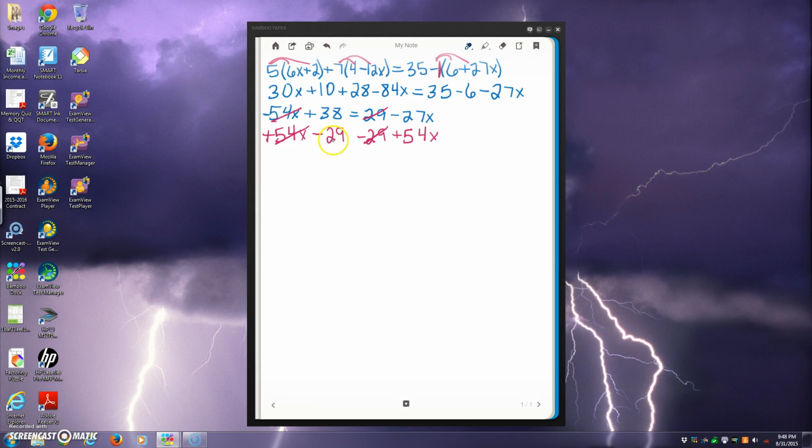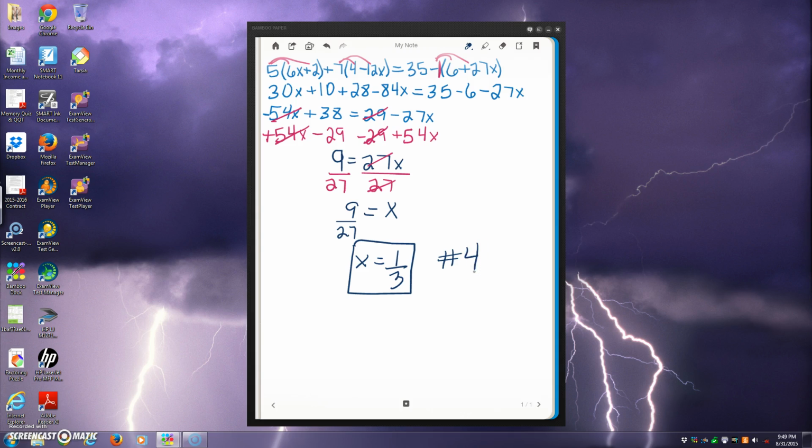So 38 minus 29 is going to give me 9, and 54x minus 27x is going to give me 27x again. Last but not least, we're going to divide both sides by 27. This cancels, so I end up with x equals 9 over 27. These both divide by 9, so this becomes x equals 1/3. So this was number 4 on our homework.